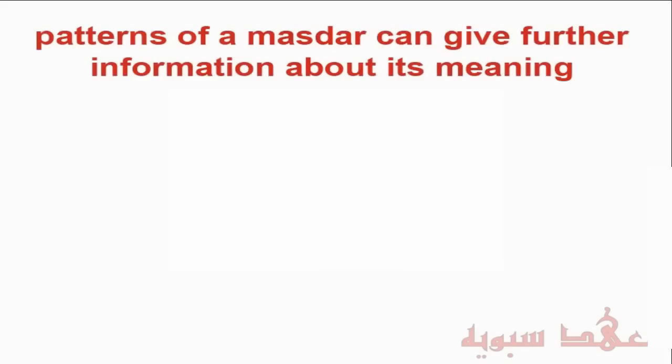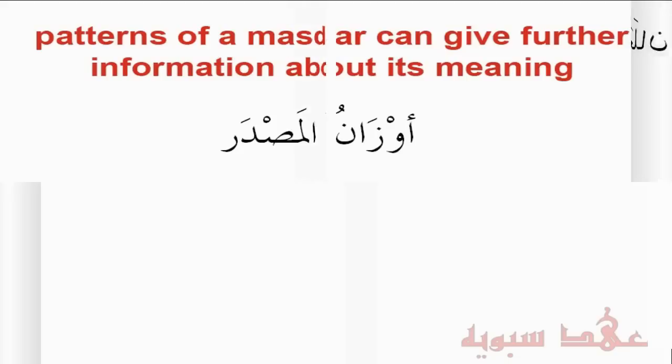Inshallah, in this lesson, we'll be explaining how patterns of a masdar can give further information about its meaning. Now, in Arabic, the patterns are called awzan al-masdar, so the patterns of the masdar. And inshallah, we'll be covering the most important ones and the ones that are used in the Quran. First is fa'alan. This masdar pattern denotes movement and changing states.